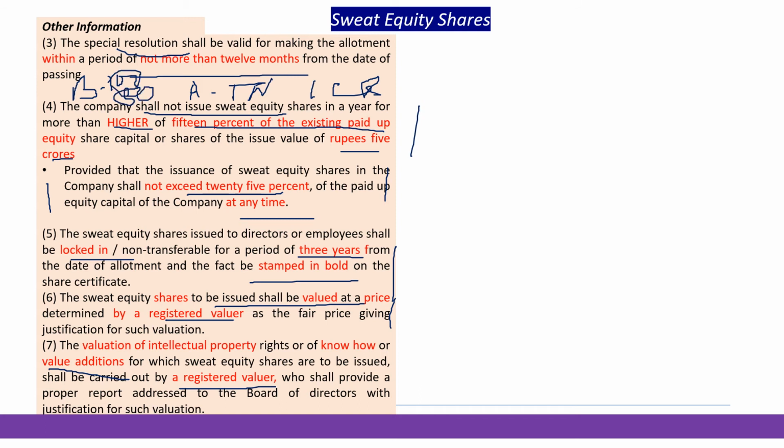When you are giving it at 80, two things become very clear. Shares are valued at a price determined by the valuer. Our shares are valued at 80. Second, the property value is valued at 1 crore. This is once again based on the registered valuer. Both should be valued. And then we derive the number of shares. 1 crore divided by rupees 80 is the number of shares to be issued. That is the extent of sweat equity.